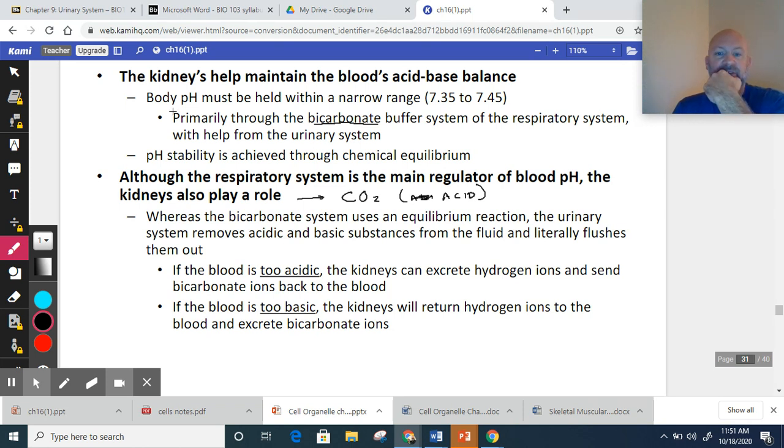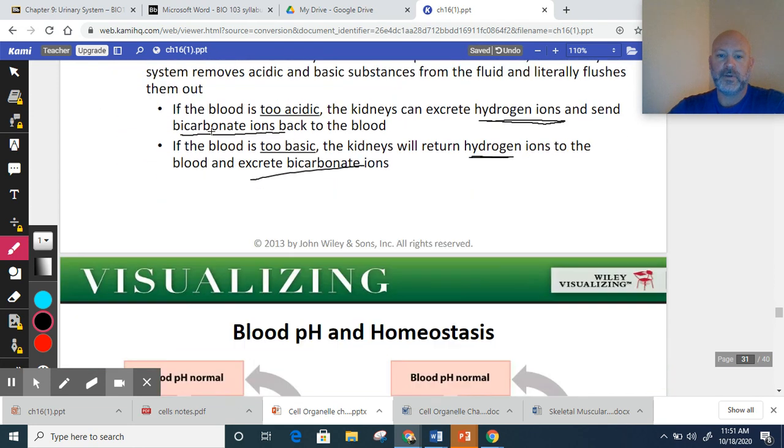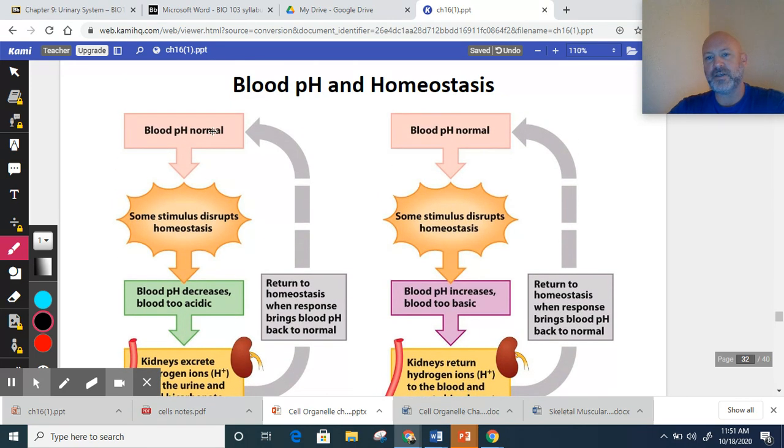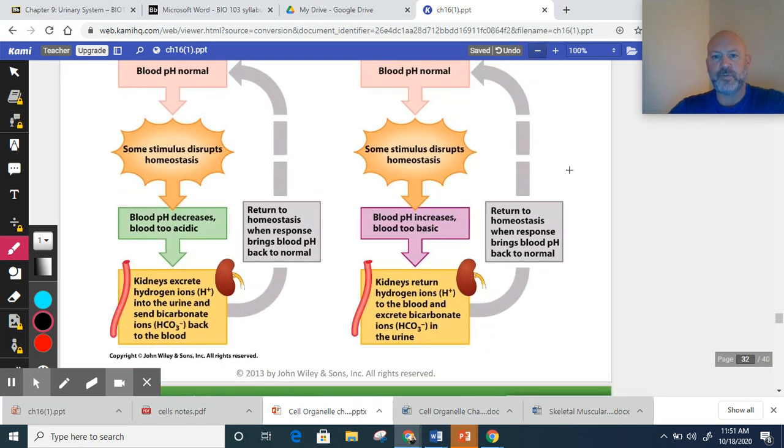So if the blood is too acidic, the kidneys will release hydrogen ions, meaning that they'll put them in the urine, get them out of the body, and they'll add bicarbonate ions back into the blood. If the blood is too basic, then the opposite will happen. The kidneys will put hydrogen ions, the acidic hydrogen ions, into the blood, meanwhile getting rid of the bicarbonate ions in the urine. So there is a buffer system. And again, this is the negative feedback loop that describes the ongoings of maintaining blood pH using hydrogen ions and bicarbonate ions.